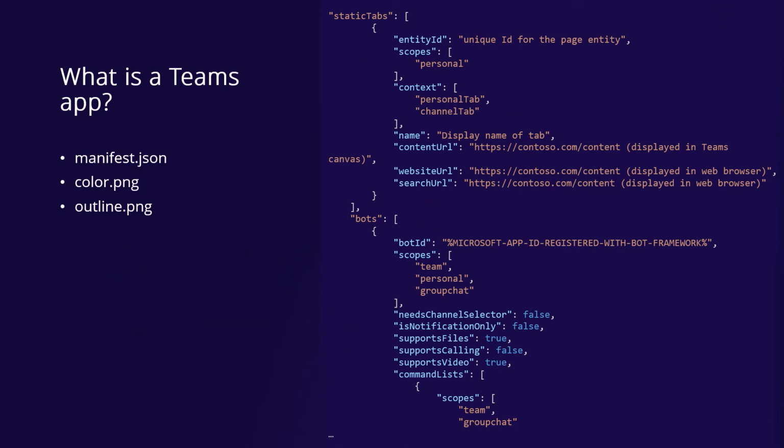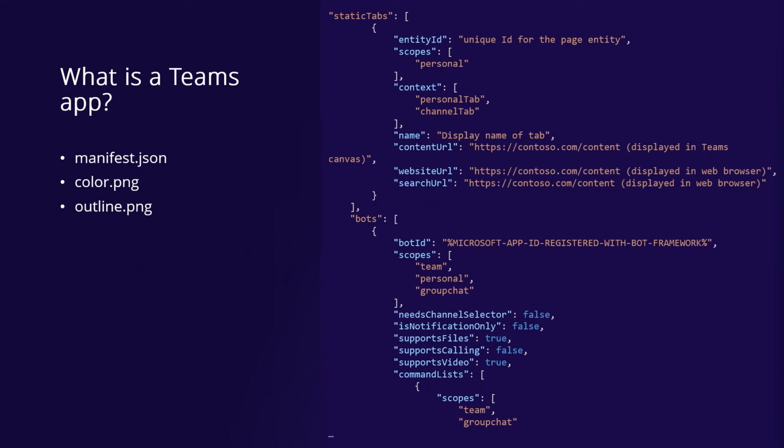So for example, I mentioned tabs. That's a way to have some UI, which is a hosted endpoint. It's a website. So here, the syntax for that is static tabs. And it starts to define, okay, it has a scope. It's personal. So this is a personal UI experience that's going to show up inside of the Teams client. And that's what this starts to define. You can see here, it shows you an example of what the endpoint might be.